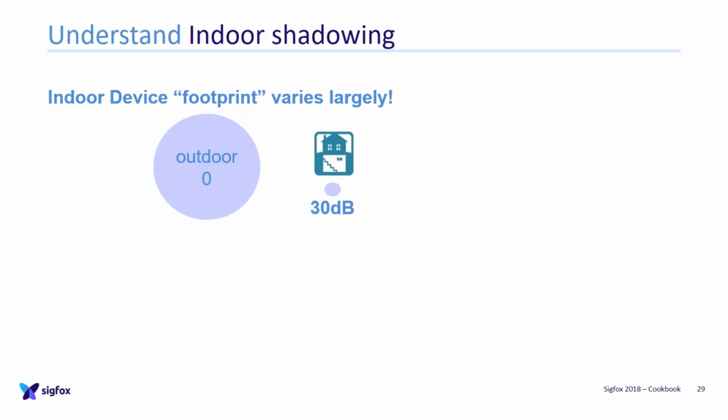Underground, in a cellar of a house, you will be more or less between 25 and 35 dB, which means that there is a factor of 1,000, so 0.1% of the initial device energy goes out of the house. This is just enormous.